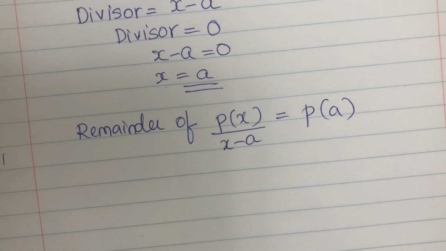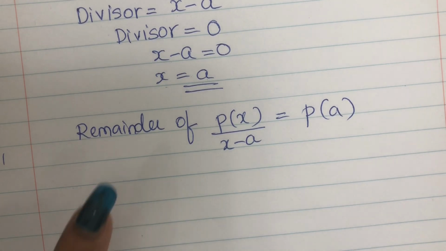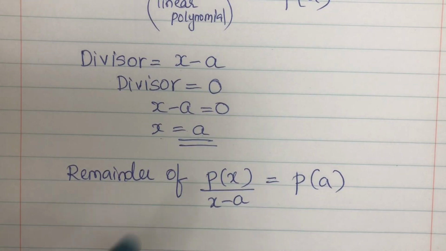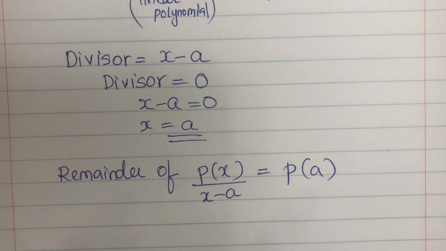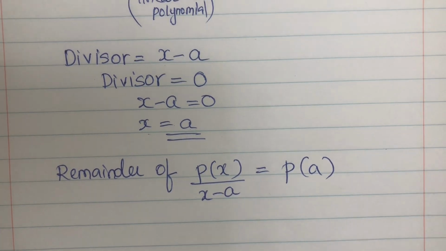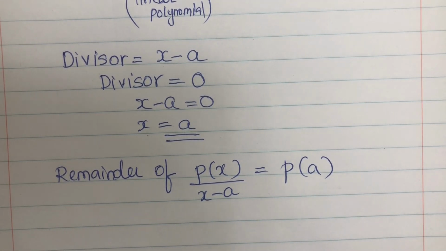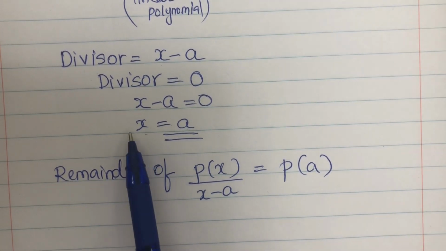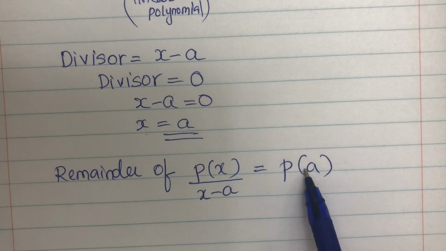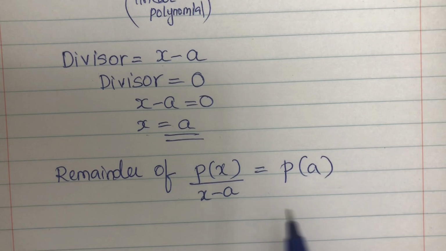How did we find the remainder of p of x divided by x minus a? First, we equated the divisor x minus a to 0. So x minus a equals 0, so x is equal to a. And therefore, we put that value. We got the value of x as a, and then p of a will be the remainder.